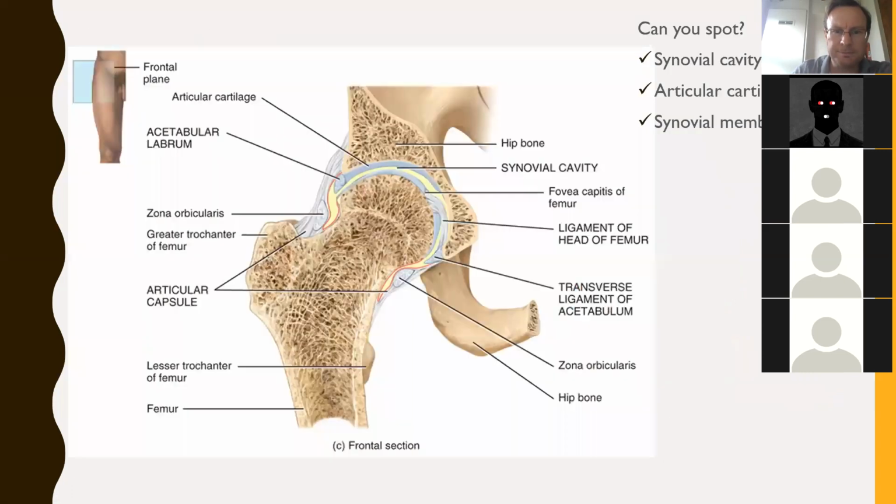Those are the parts. So what I've got here is a hip joint.